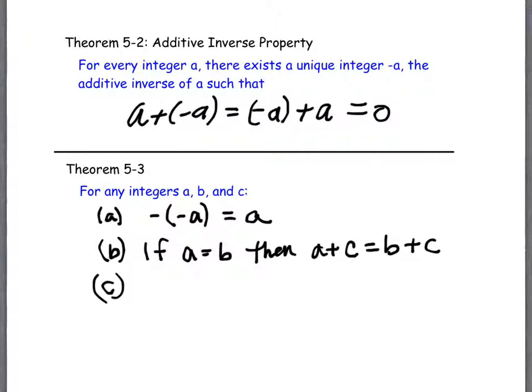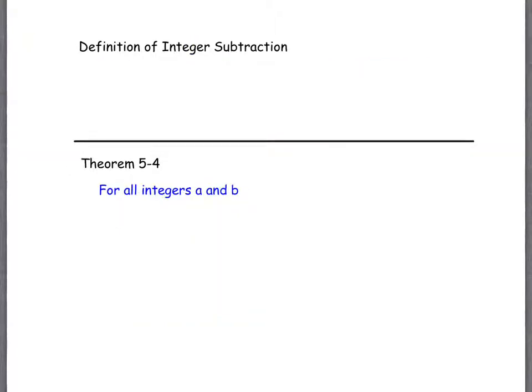And the third one is probably the most helpful. It says if you have negative a plus negative b, it's the same thing as having negative of a plus b. So that one's the most helpful probably, is this idea that if they're both the same sign, then we can combine them and keep the sign. All right, that's it for addition. Let's take a look at some subtraction properties.